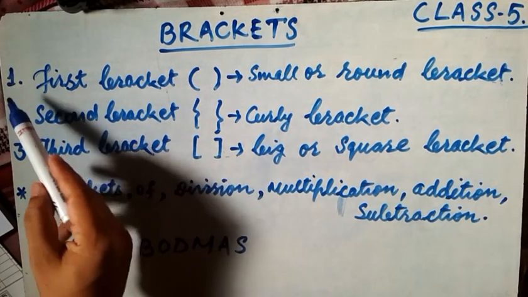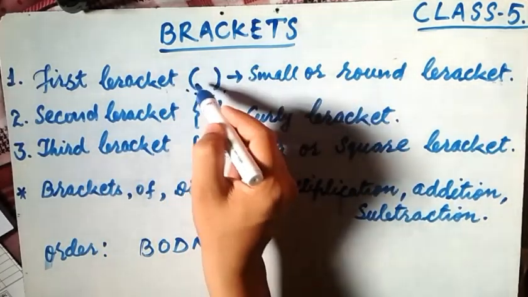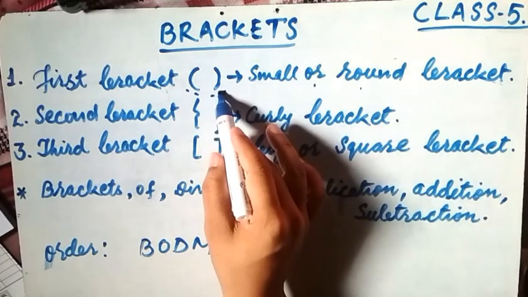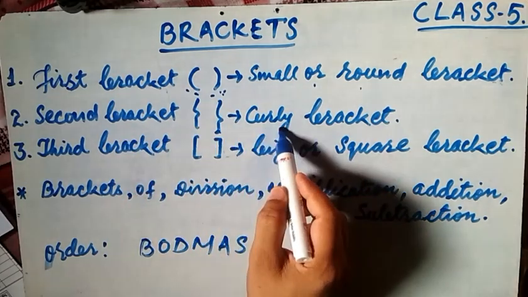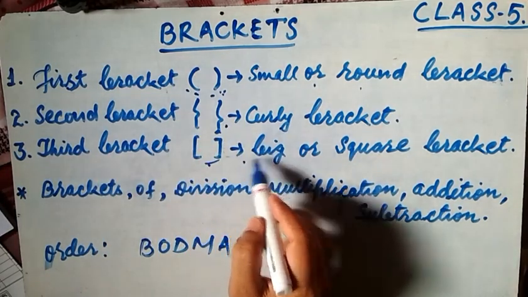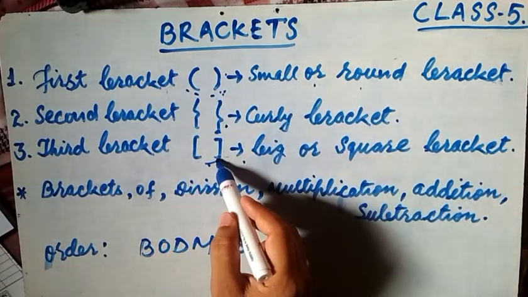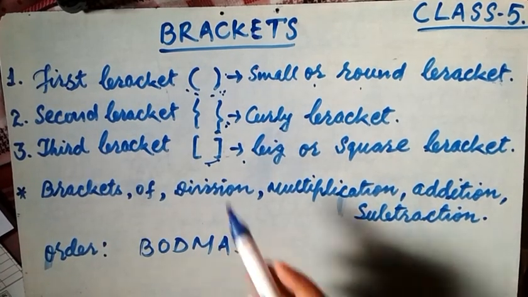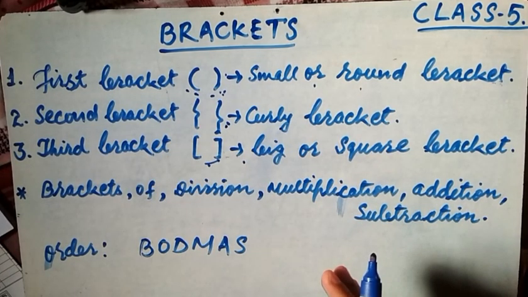Let's have a look. Here is the first bracket, and this is called the small or round bracket. Now the second bracket is this type of bracket. This is called the curly bracket. And the third bracket type here is called the big bracket or square bracket. You are all familiar with the first and second brackets, but the third bracket is new now.